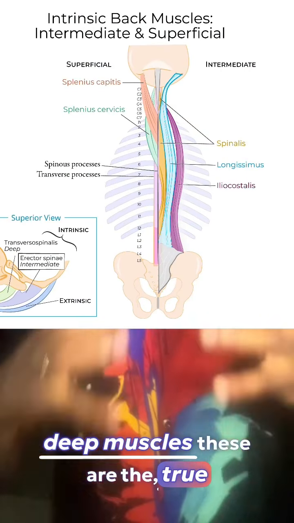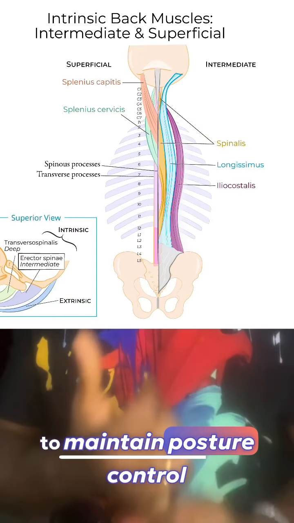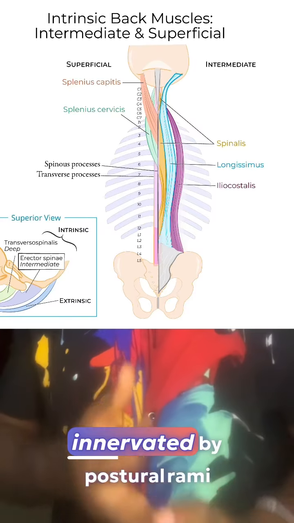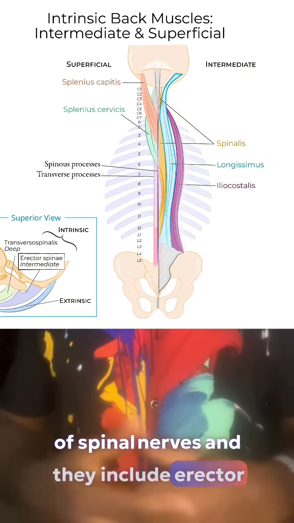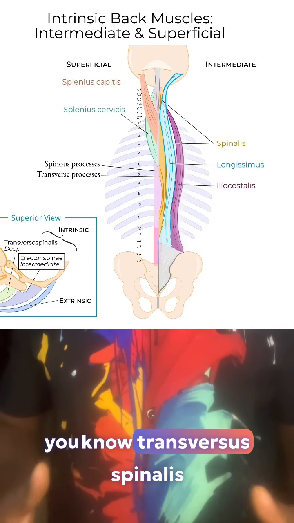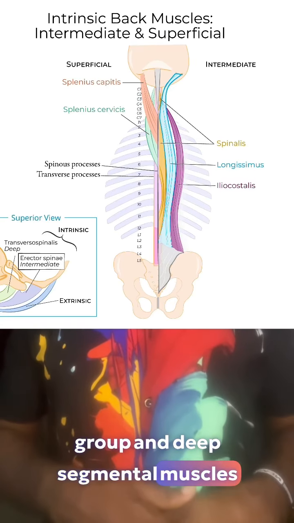Then we have the intrinsic deep muscles. These are the true back muscles. They are there to maintain posture and control vertebral movement. They are innervated by posterior rami of spinal nerves, and they include erector spinae, transversospinalis group, and deep segmental muscles.